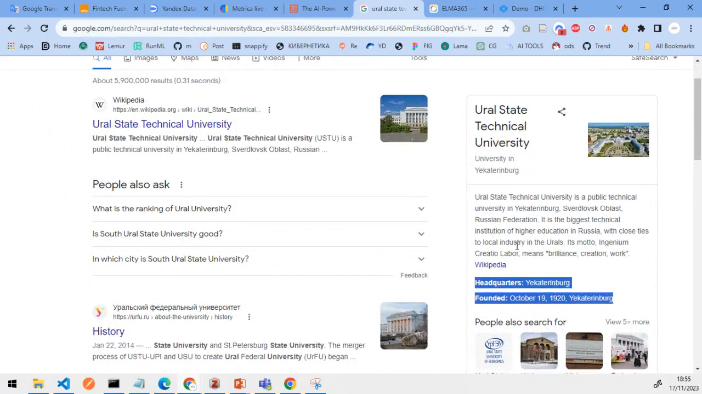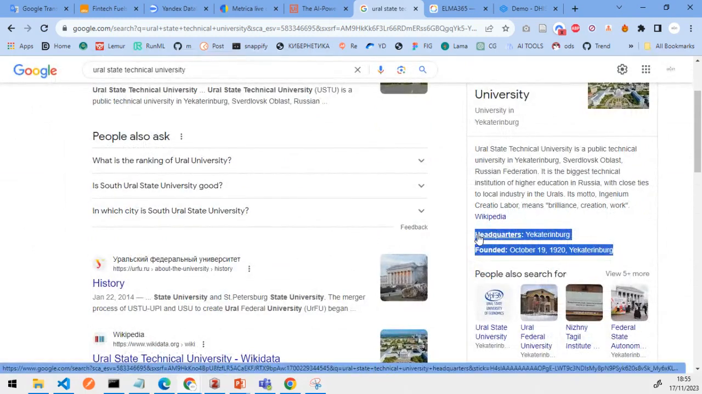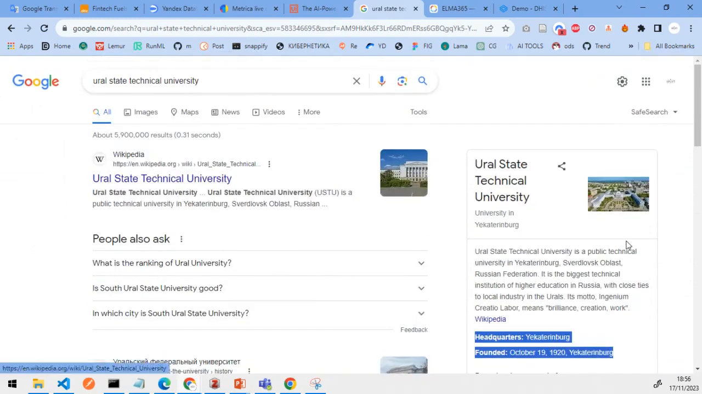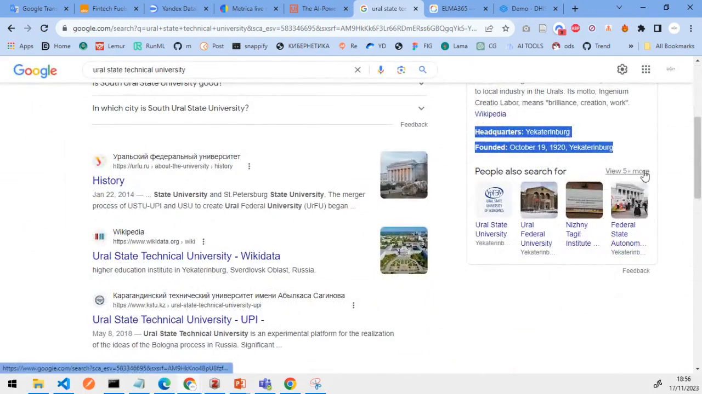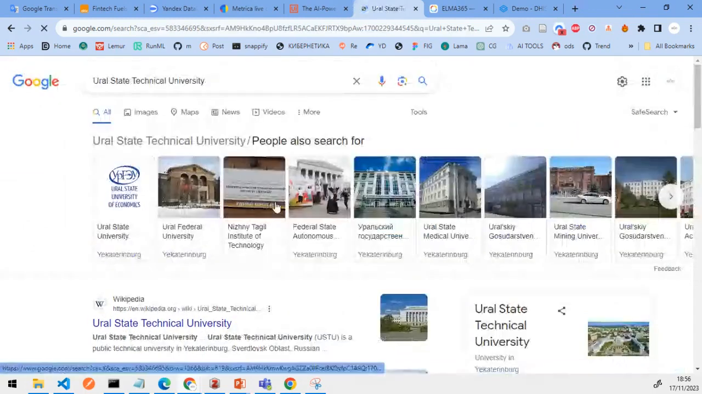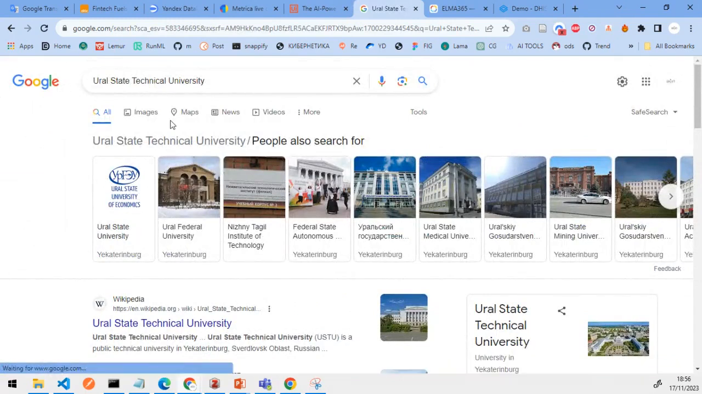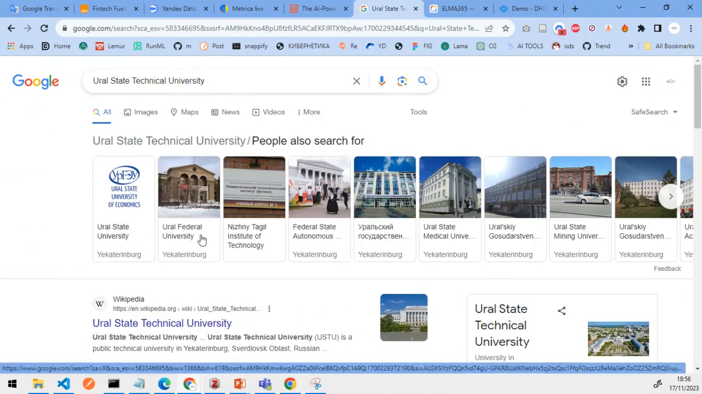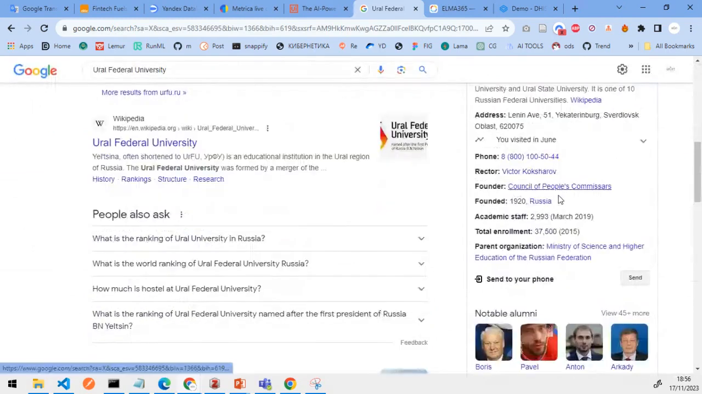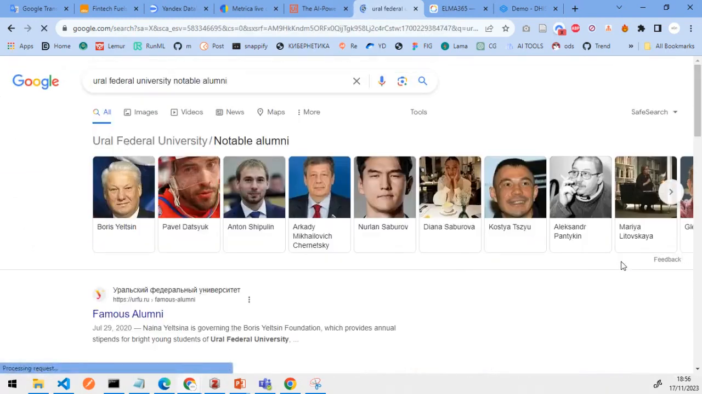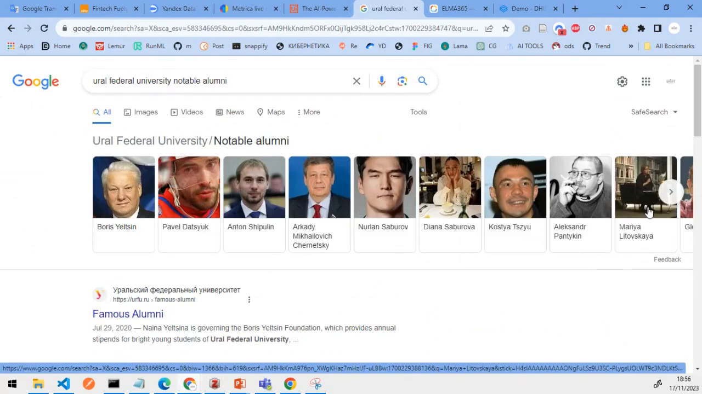Where does this information come from? Google does not type it by themselves. It's actually dynamically retrieved because there's some content available in Wikipedia posts and other sources. If I click on this, I'm able to see other universities. How does it know that when I search for Ural State Technical University, I see Ural Federal University? I click on it, and it gives me notable alumni. Exactly, this is what I'm looking for.